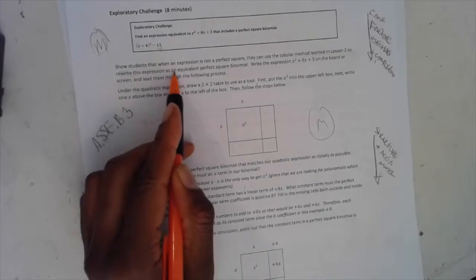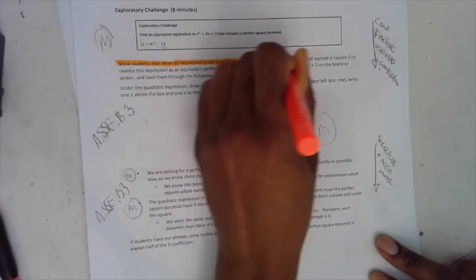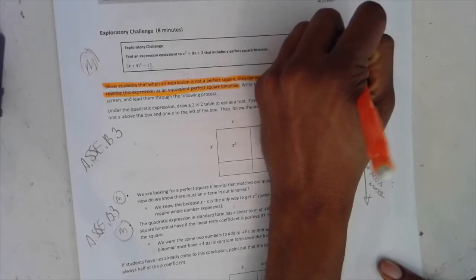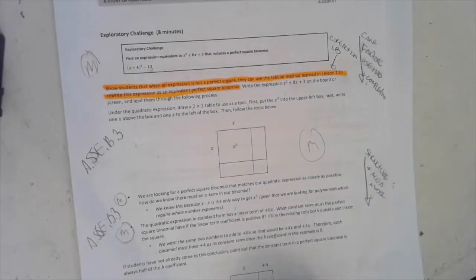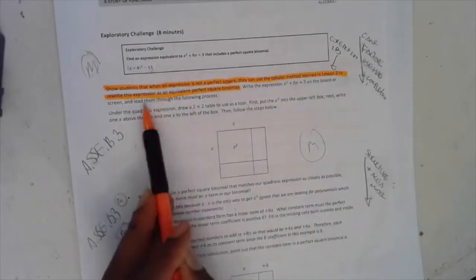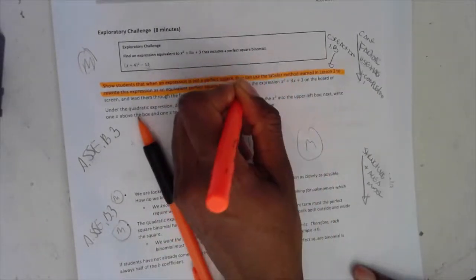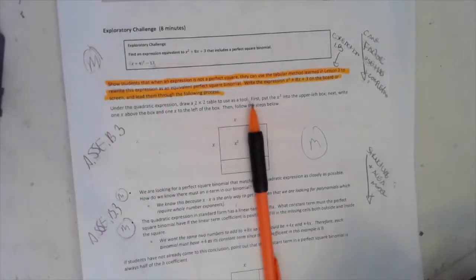Alright, so it doesn't really give us any guidance around the exploratory challenge, but it does tell us what to do right here. So this is a really big part right here. This is actually addressing coherence, or when we talk about core actions, this is actually core action 1B, which is connecting to prior knowledge, because they learned this in lesson 2 and now they're doing it again with the perfect square binomial. So they're telling us right here that this expression, we need to write it on the board, and we're going to lead them through this process.